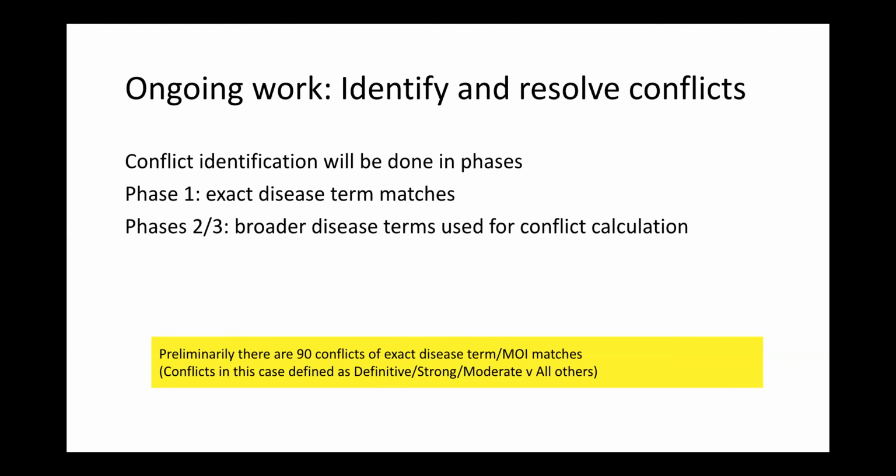Preliminarily, Scott was able to pull together a conflict report pretty rapidly, but there are preliminarily 90 conflicts of exact disease term mode of inheritance matches. So in this case, we're defining conflicts as those genes grouped together as definitive, strong, or moderate versus all of them that are below that, so limited and below. And at this point, out of 5,500 or so, there are about 90 conflicts of this type.